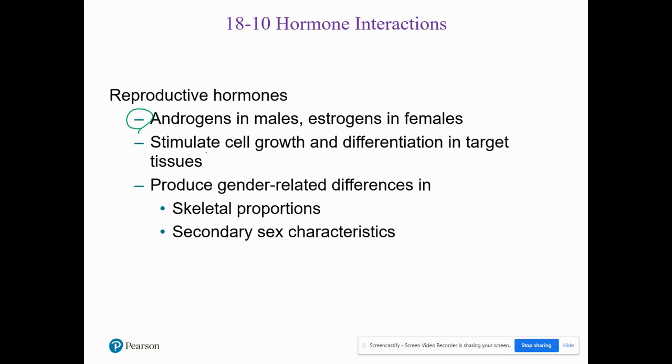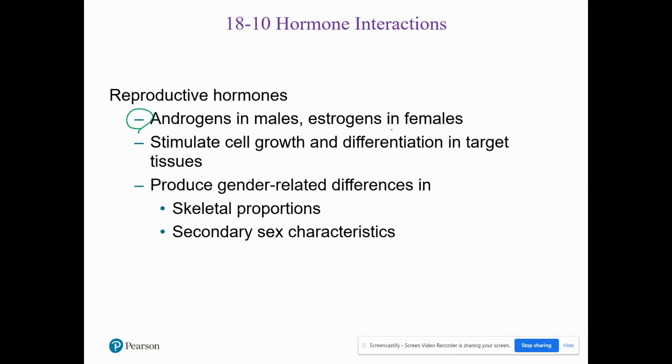Anyways, okay. But they will stimulate the growth and differentiation in target tissues, whether that's uterine lining, oocytes and ovaries, or it's epithelial and nerve cells and testes.